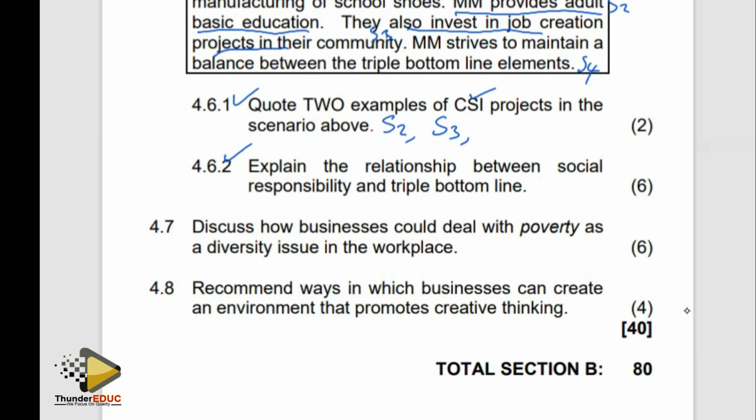Okay, right. So now let's check our 4.7. Discuss how businesses could deal with poverty as a diversity issue in the workplace. Okay, right. Remember, you are poor only when you can't afford to meet basic needs. So in this regard, businesses should employ people from different socioeconomic backgrounds or status.